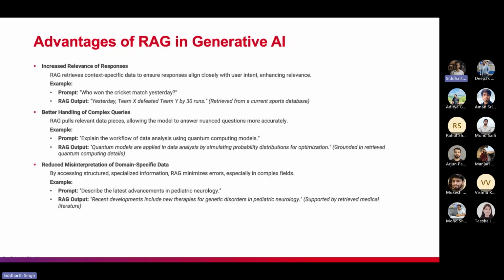Lastly, RAG helps with reducing misinterpretation of domain-specific data. It accesses structured and specialized information to provide accurate responses, especially useful in fields like medicine, finance, or law. In our example, if someone asks about recent advancements in pediatric neurology, RAG retrieves the latest medical information to answer correctly, avoiding broad or generalized statements. These advantages make RAG a powerful tool for making generative AI responses more accurate and reliable across various domains.